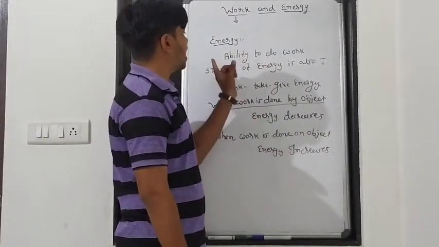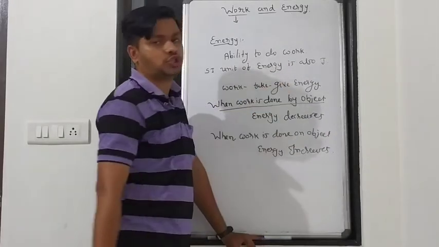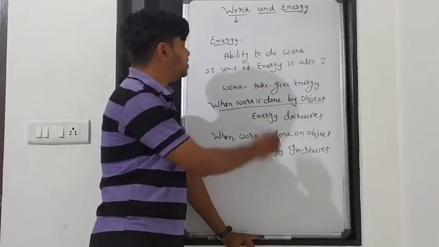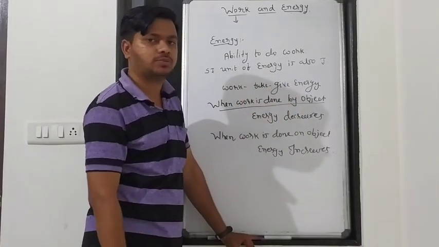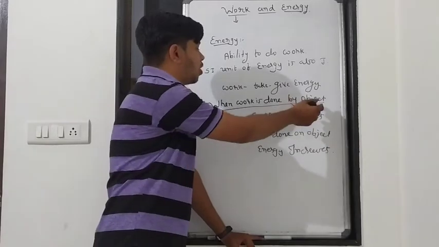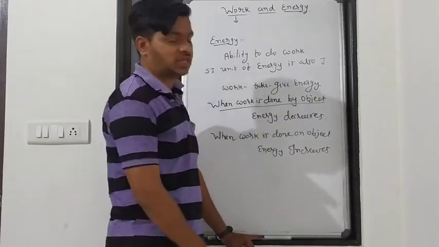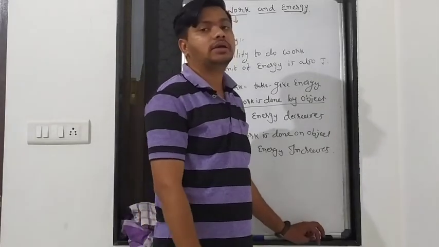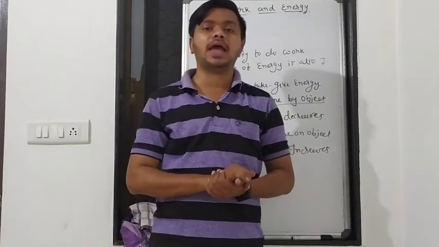Energy is the ability to do work. The SI unit of energy is joule. And what is work according to energy? To take and give energy is known as work. When work is done by an object, its energy decreases. And when work is done on an object, the energy of that object increases. So here it is our topic, energy.